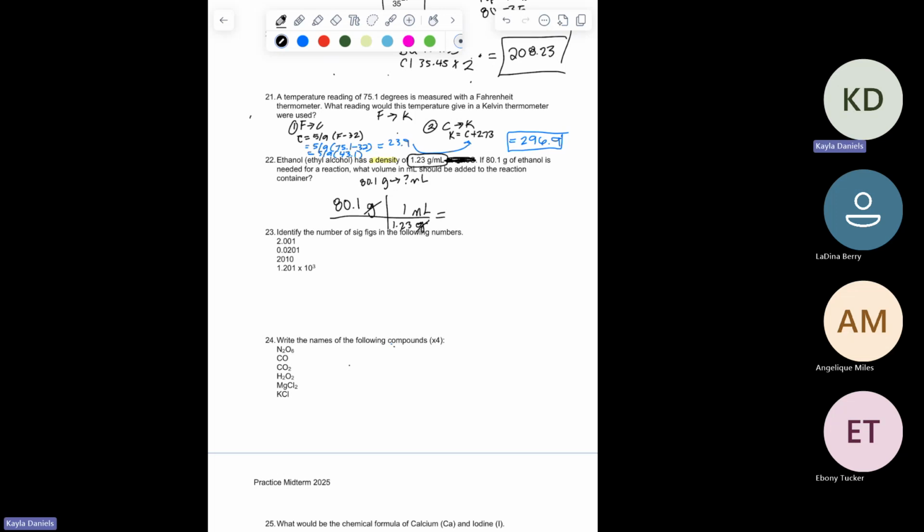So I'm going to do 80.1 divided by 1.23. All right, so 65.1 milliliters.